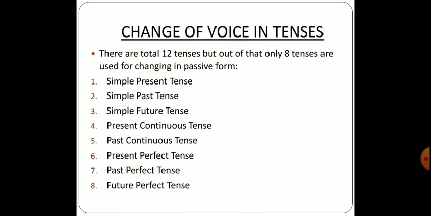Apart from that, the 4 tenses which are future continuous, present perfect continuous, past perfect continuous and future perfect continuous have no passive forms. So in total there are 12 tenses, but out of that only 8 could be changed into passive form. So now we are going to do all the 8 tenses. I'll be giving you the rules for it and how we are supposed to change. Along with the examples, a detailed explanation is given.